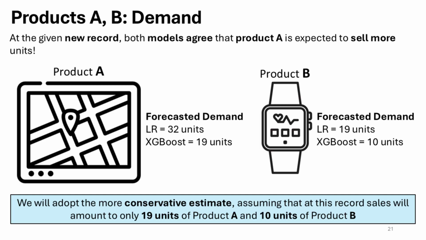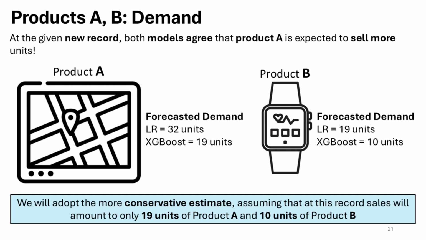If we look back at our performance charts, we saw that the XGBoost model was significantly more effective at capturing the actual demand values and historical peaks. Because of this higher accuracy and to mitigate the risk of overstocking, we will adopt the more conservative estimate provided by XGBoost. We will proceed under the assumption that sales will amount to 19 units for product A and 10 units for product B.